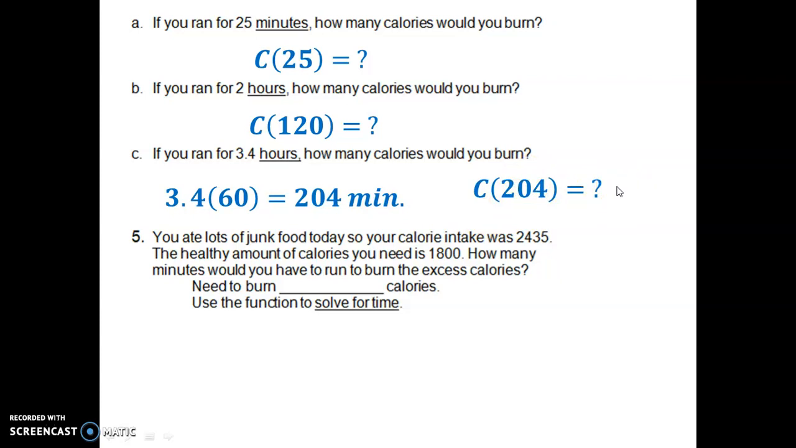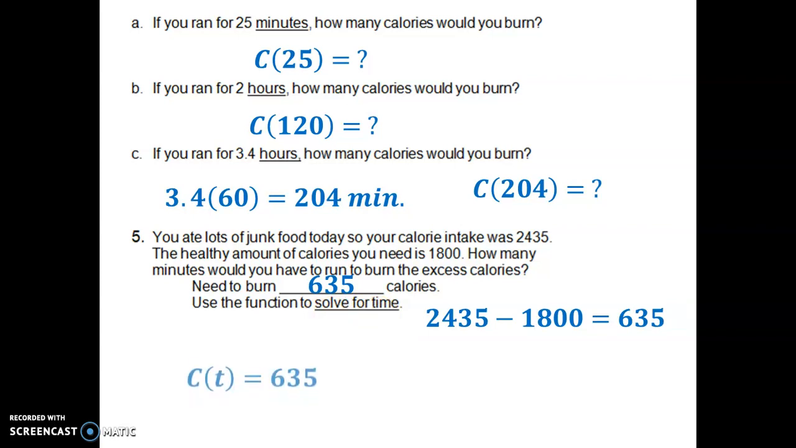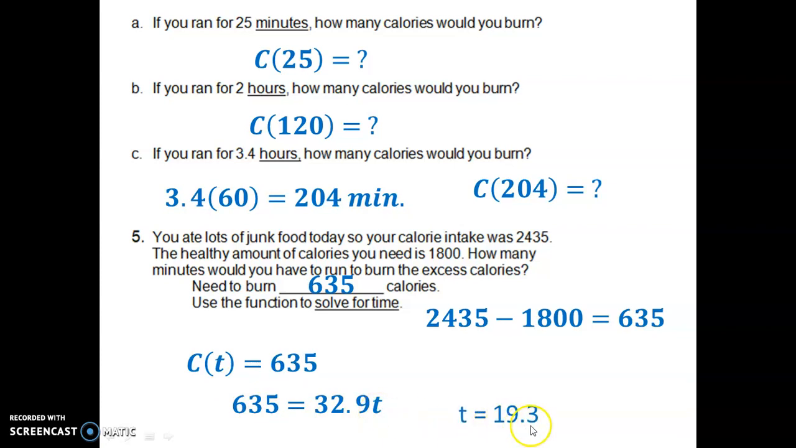And finally, look at number 5. Here, we ate too much, so we have this many calories. 1800 is a good amount, subtract those, so we're 635 over. So we need to burn those 635 calories. And now we're going to solve for the running time it would take to burn those calories. So in this case, the C of t value is 635. The calories is 635. So 635 replaces that part of the function, and we're going to solve this part for t. In my case, it's 19.3 minutes.